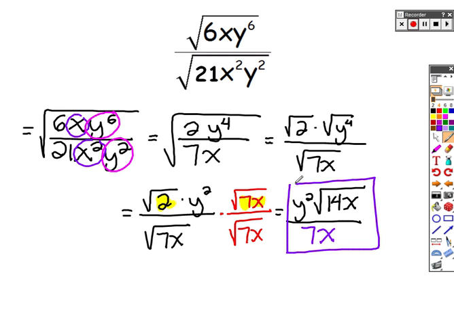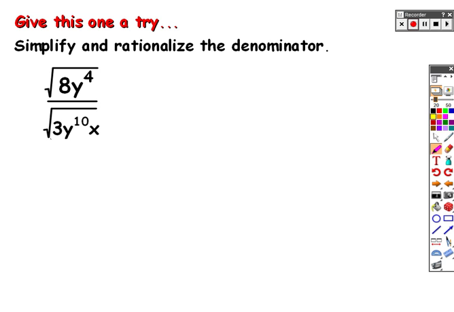Again, make a note, I can't cancel out these x terms. One is under the square root, the other one is not. And I certainly can't say that 14 divided by 7 is 2, because that's actually the square root of 14, not 14. Why don't you give this one a try on your own?